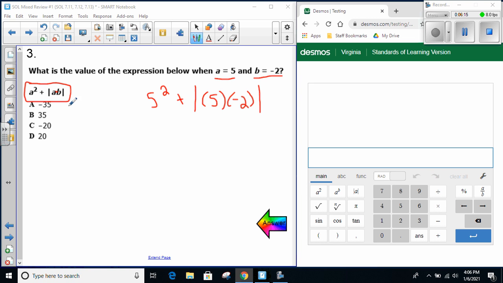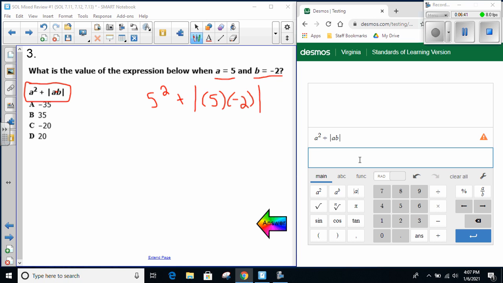So what do we do? We type in the expression, and then we type in the value for A and the value for B, and Desmos is going to tell us what the value of the expression is. So I'm going to type A squared plus the absolute value, so find your absolute value button, and then type A times B. You can just write them next to each other and hit enter.